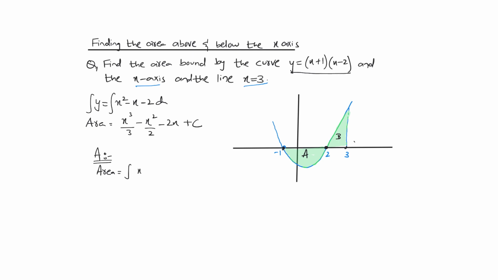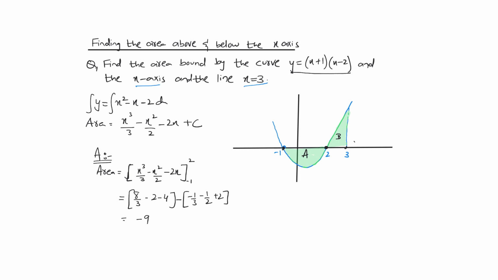Okay, so you have already integrated it, so this time you just need to apply limits. x cube over 3 minus x square over 2 minus 2x. The lower limit would be -1, the upper limit would be 2. When you plug in the upper limit, you get 8 over 3 minus 2 minus 4, minus the lower limit, which is minus 1 over 3 minus half plus 2.